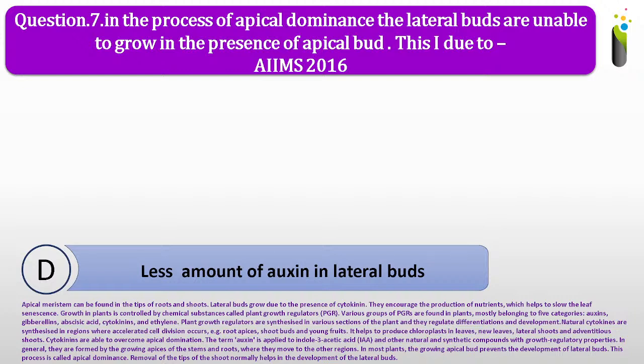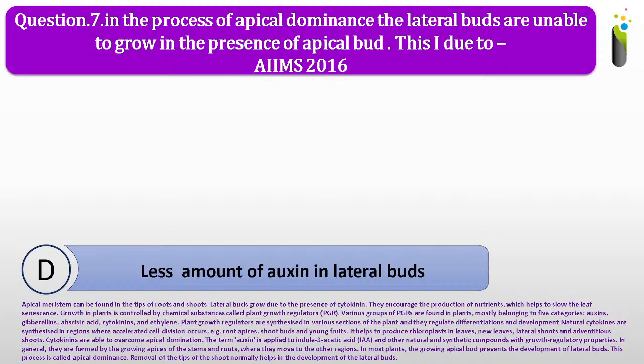Nidhi, you have given the wrong answer, okay? Less amount of auxins in the lateral buds. See, apical meristems can be found in the tips of the roots and shoots. And lateral buds grow due to the presence of cytokinins and not auxins. So they encourage the production of nutrients which helps to slow the leaf senescence.